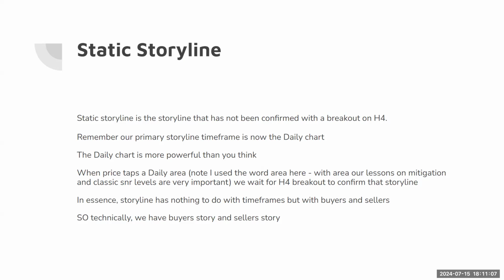So that means the daily chart is more powerful than you think. See what I just showed you of the weekly. Every time a weekly level is supposedly set to be used, it is the exact same level that's being used on the daily chart. So when price taps a daily area, note that I'm saying area. Why am I using the word area? Because of the idea of mitigation. When you just use levels, you lose sight of the fact that proper mitigation might not happen. We already covered mitigation in yesterday's class.